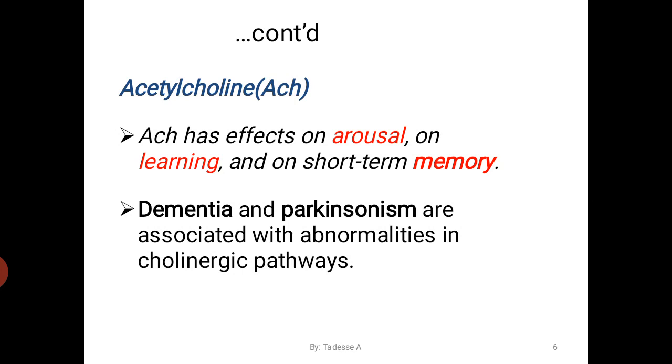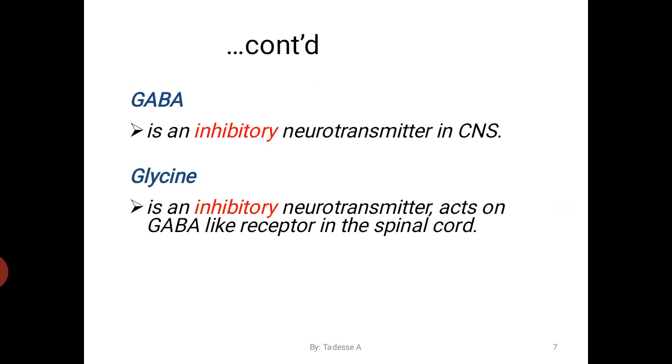The other neurotransmitter is acetylcholine, which is important for short-term memory, so deficiency of acetylcholine can cause dementia, a disease of forgetfulness. It can also be involved in Parkinsonism. This is also what we are going to discuss when we discuss Parkinson's disease.